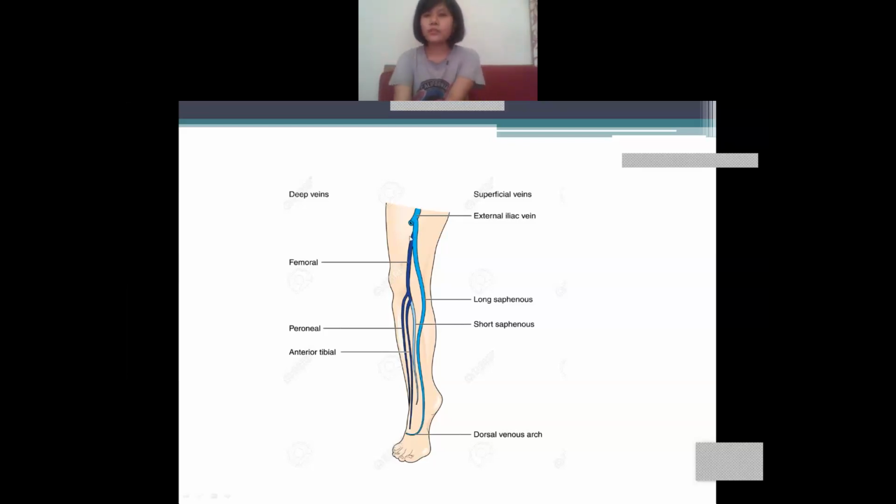The blood will flow firstly to your superficial veins. Understand? Firstly to your superficial veins, and after that it will come to the deep vein, that is the femoral vein. The femoral veins are mostly communicating with, or else they come along with, the different arteries.